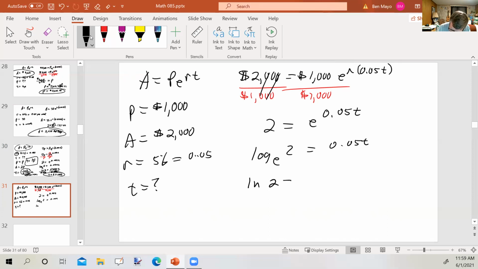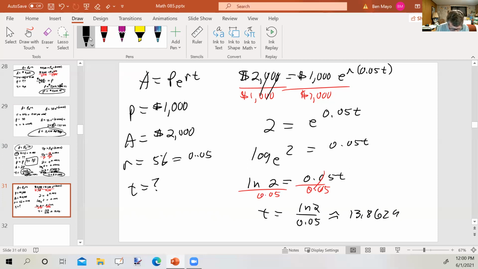That is, the natural log of 2 is 0.05t. Dividing both sides by 0.05, we get t equals the natural log of 2 over 0.05. And on the calculator, the natural log of 2, close it up, divided by 0.05, and we get 13.86294361. So rounding to the nearest tenth, we get approximately 13.9 years.